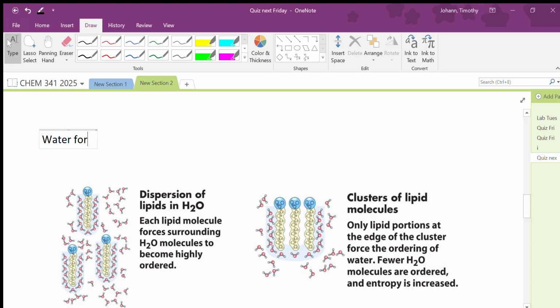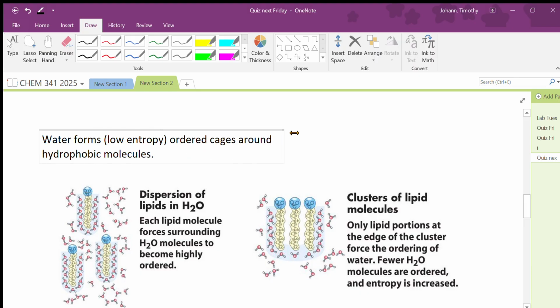So water forms, I'm going to call these low entropy ordered cages around hydrophobic molecules, or parts of hydrophobic molecules, as is the case for our pictures below.